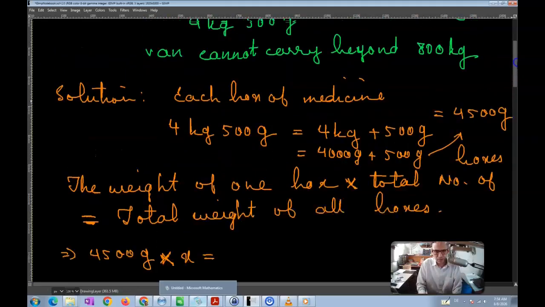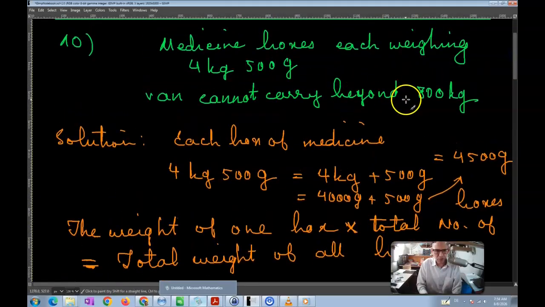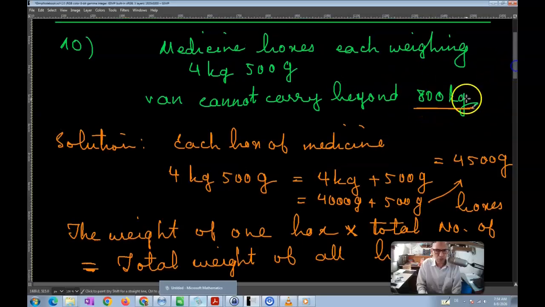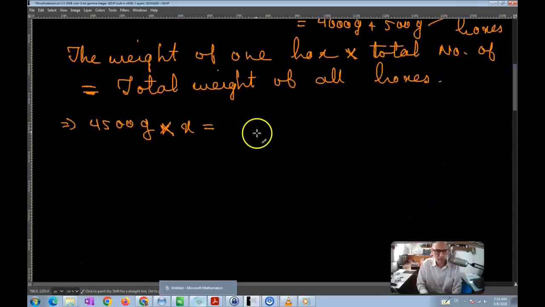And here we said that the van cannot carry beyond 800 kilograms. So I'm going to set the total weight to 800 kilograms. I'm going to write that as 800 kilograms, right?